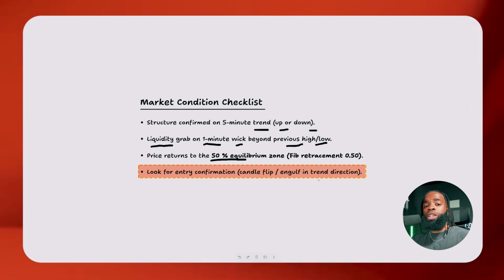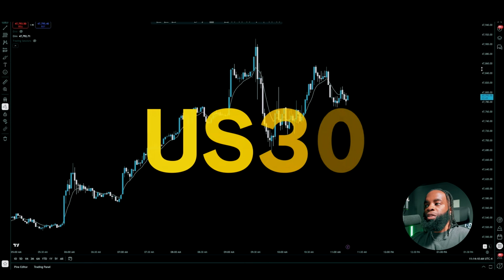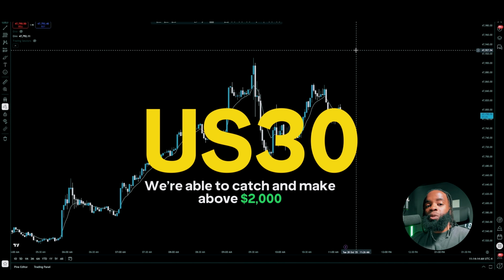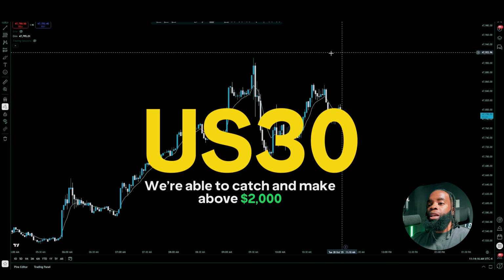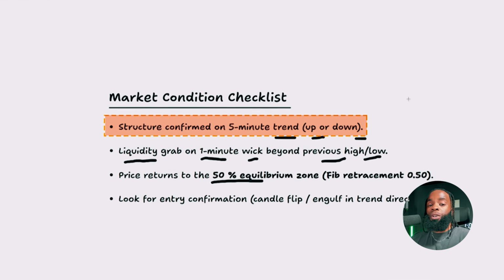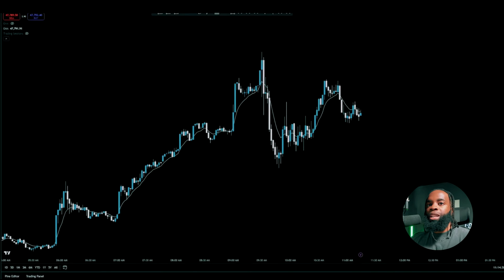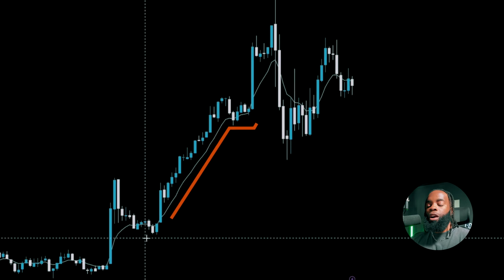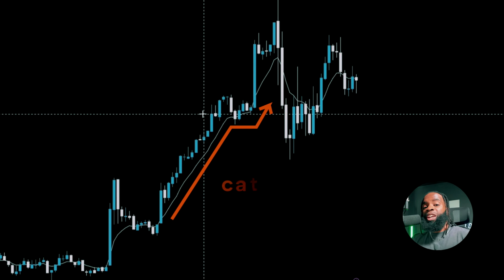And I'm going to show you this right now. So let's start off with US30, as this is actually a trade that we were able to catch and make about $2,000 off of. The first thing you want to do is confirm the structure on a 5-minute time frame. So seeing that we are now entering a 5-minute time frame, you see that we are going up. So the goal here is to catch an up move.